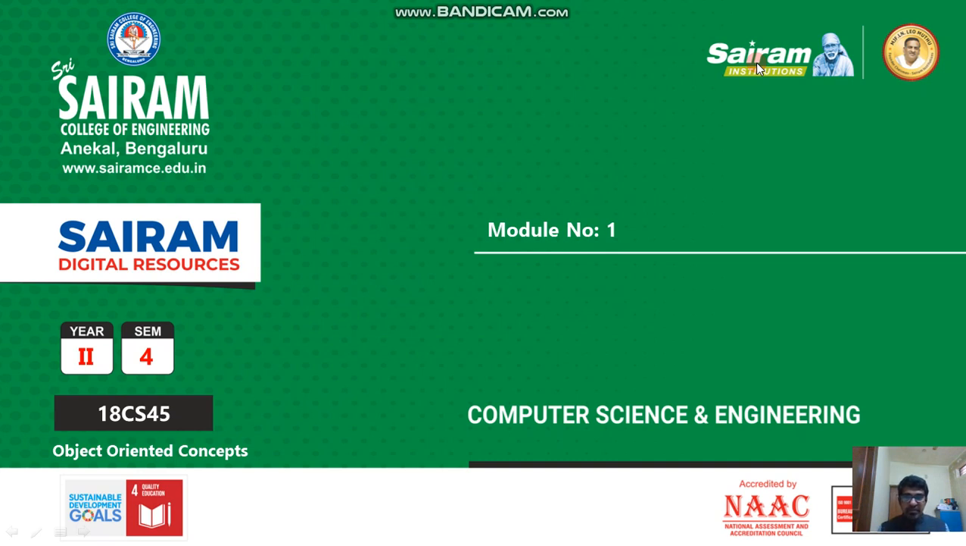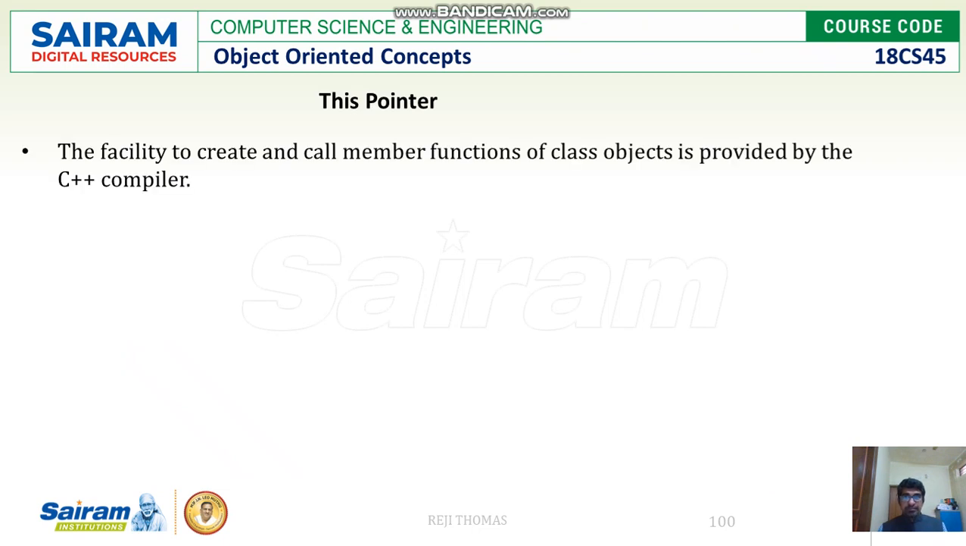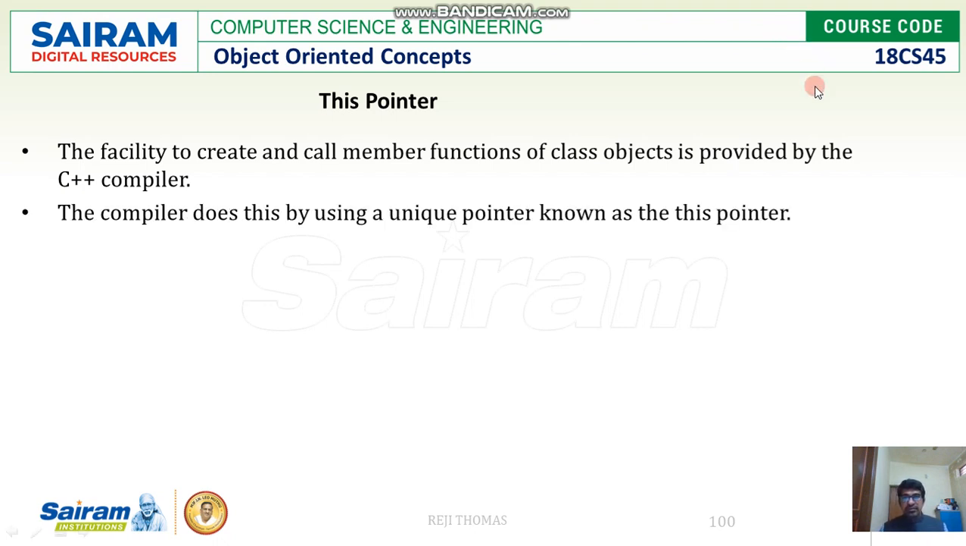Welcome back. In this video, we are going to see a very interesting topic called the this pointer. We have seen that the C++ compiler provides a facility by which we can create members and even call the member functions. So how is this happening actually? This is done using a special pointer called the this pointer.